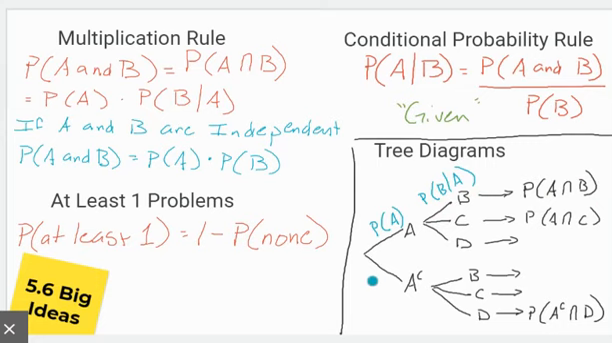Just to put this in here down at the bottom, this would be the probability of not A, and then the bottom branch would be the probability of D given that not A has occurred. Okay, so again, it goes back to the multiplication rule. The probability of the complement of A and D is equal to the probability of the complement of A times the probability of D, given that the complement of A has occurred. So it all goes back to this multiplication rule right here.